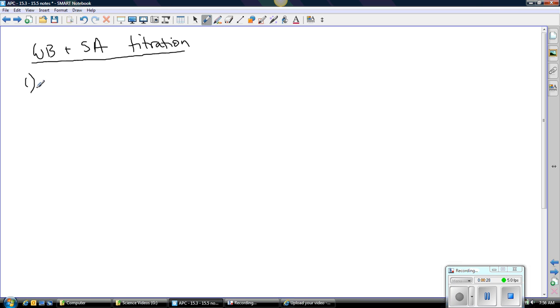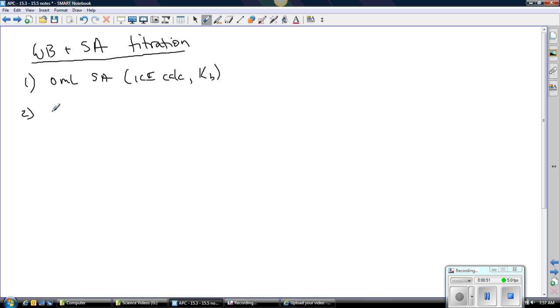Obviously, the first type of calculation is not involving any volume of strong acid. So we're simply going to do an ICE calculation. Working through there, we need to recognize we need to use a Kb value because we're talking about a base dissociating in an equilibrium reaction.